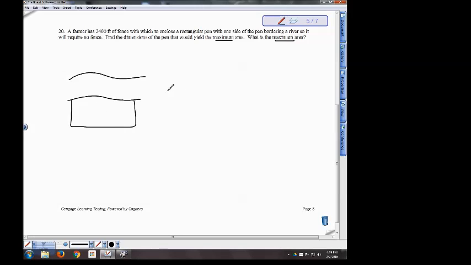And the perimeter of this rectangular pen is 2,400 feet. But the question is asking for the area. The area of a rectangle is length times width. Problem is that's not a function. A function can only have one variable. So what we need to do is describe the area of this rectangle using only one variable. Now, since it's a rectangle, it's the same on the right and the left side in terms of length. So if I call this length x, that automatically means that this length is x.